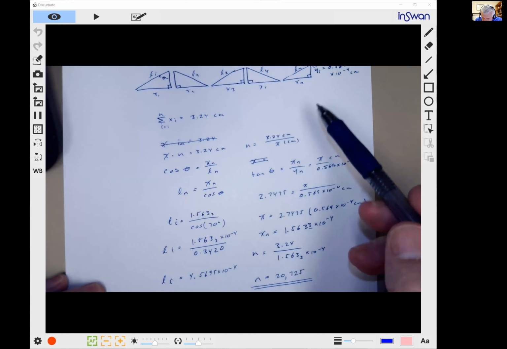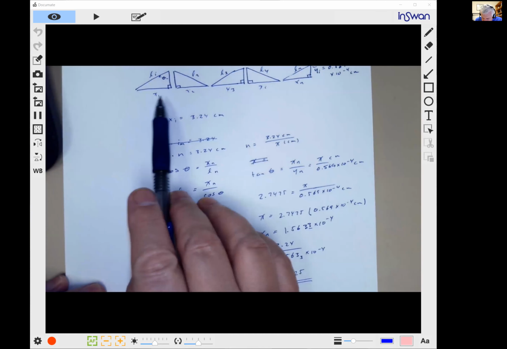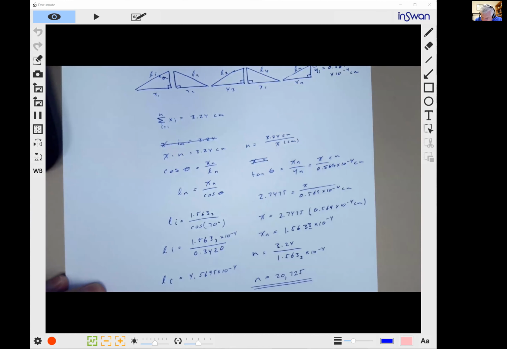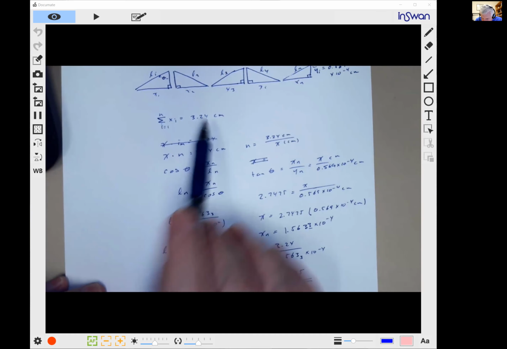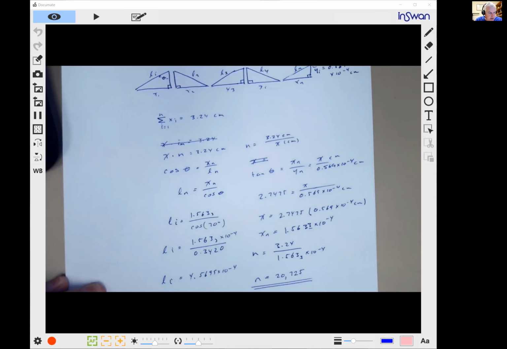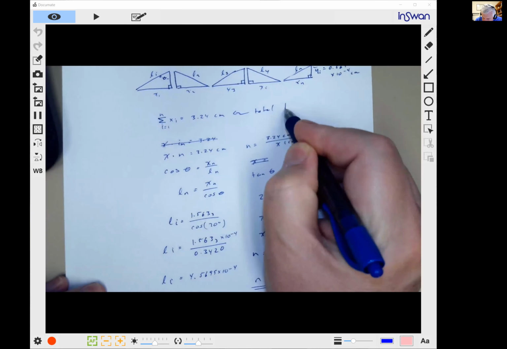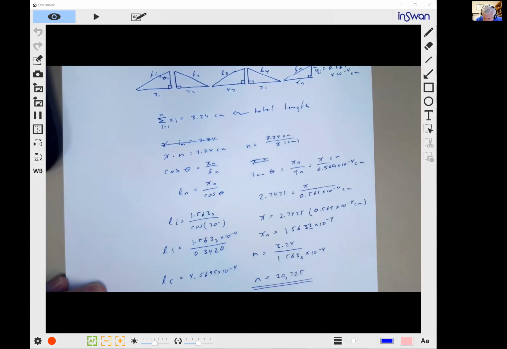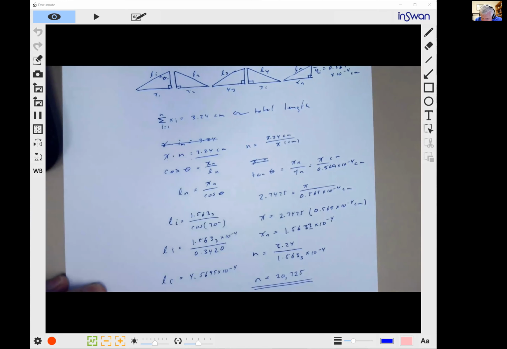So let's see here. What you have is them stacked up: x1, x2, x3, x4, and x sub n. And the sum of the x sub I is 3.24 centimeters, that's another thing we know because this is the total length. Then x times n is equal to 3.24, that's another way of saying that. So n is equal to 3.24 over x.